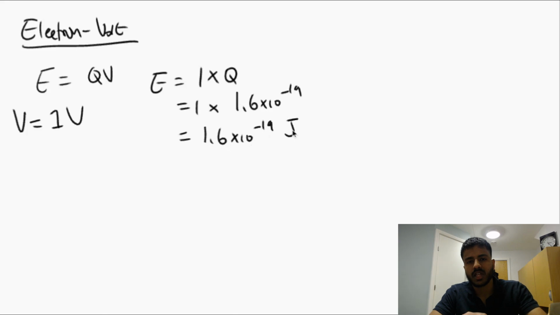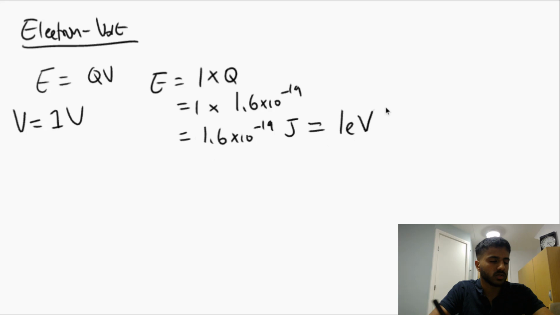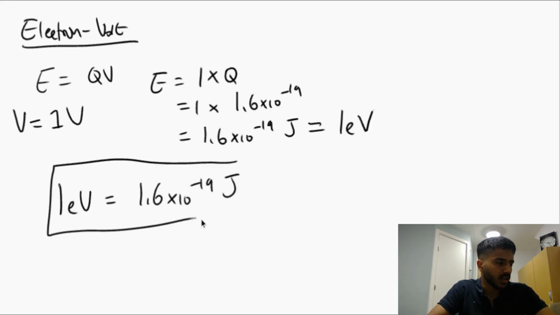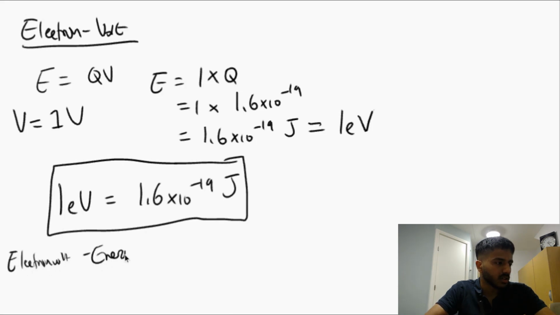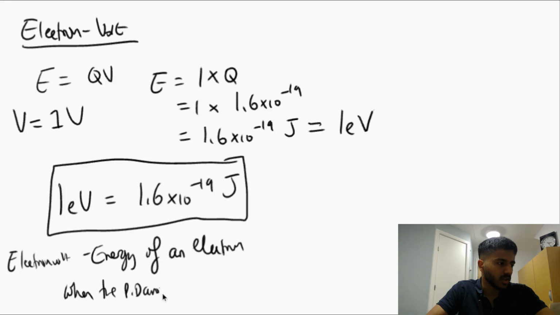So we can now establish that this energy here, 1.6 times 10 to the minus 19 joules, is equal to 1 electron volt. This is a new unit that we're going to use for our calculations. So when converting between electron volts and joules, 1 electron volt is equal to 1.6 times 10 to the minus 19 joules. And this is a conversion that you will need to know for your exam. The definition of an electron volt is the energy of an electron when the potential difference across it is 1 volt.